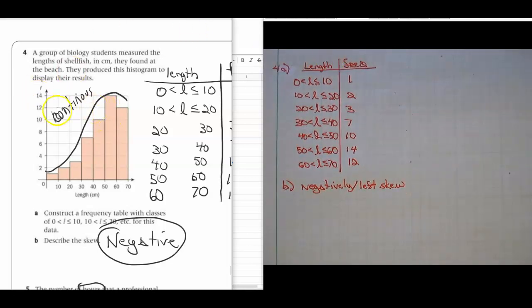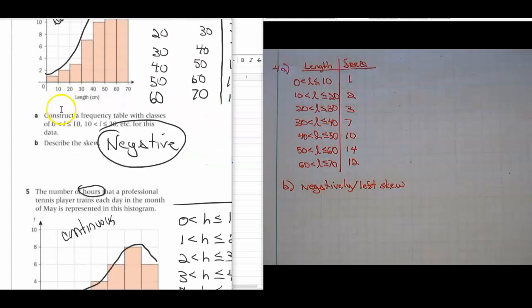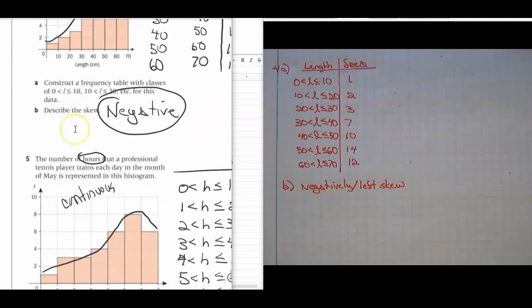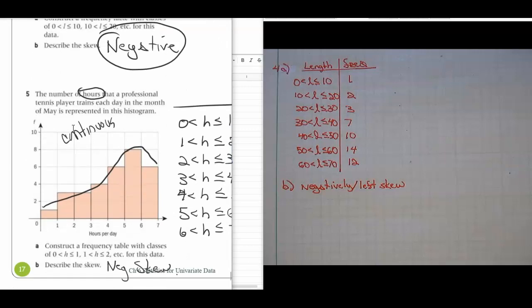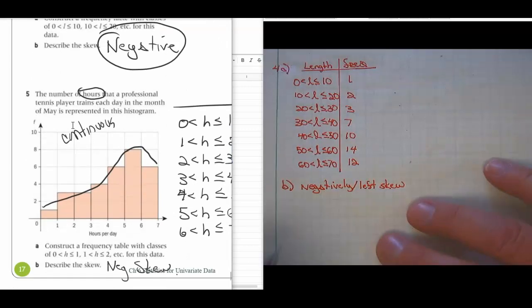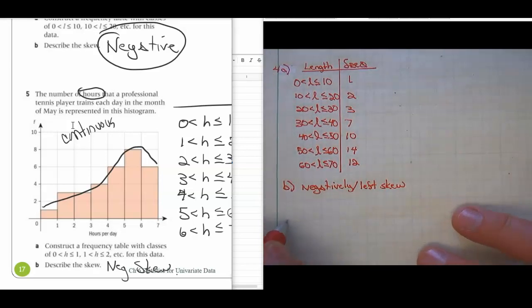And then the last one is really just the same thing. Number of hours that a professional tennis player trains each day. So that's time, and time means continuous.